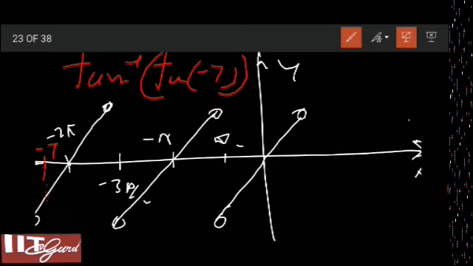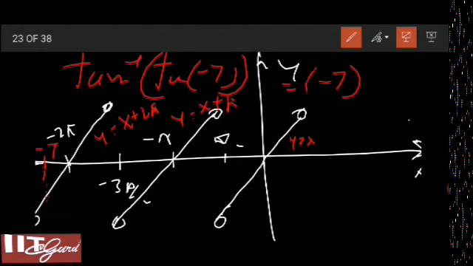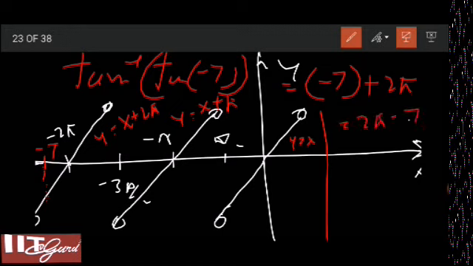If you draw the line here, this is the line y equal to x. This is the line y equal to x plus pi. This is the line y equal to x plus 2 pi, right? So the result will be x plus 2 pi, meaning minus 7 instead of x, and plus 2 pi. That is your result, and the final answer will be 2 pi minus 7. That is the same. Here you can find it directly, or you can find it from there also.